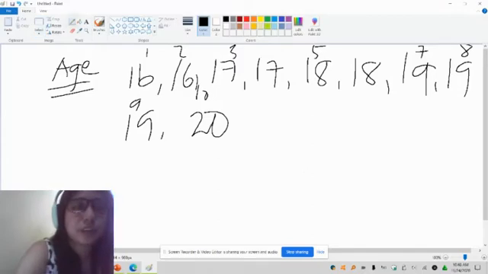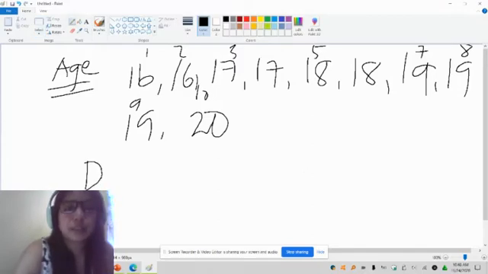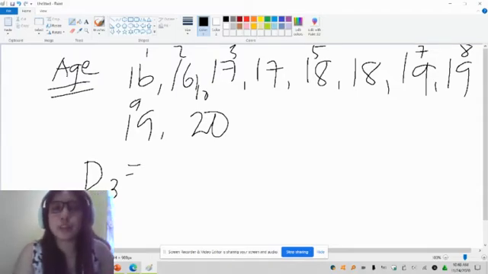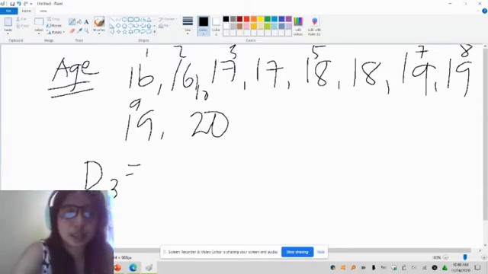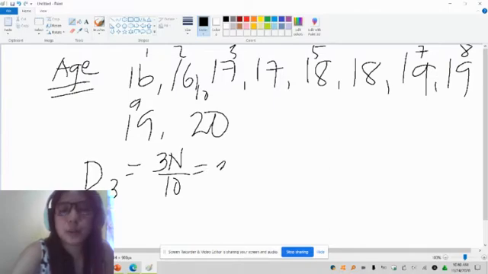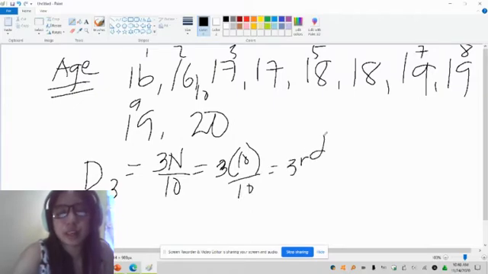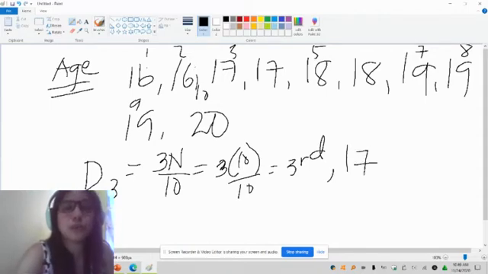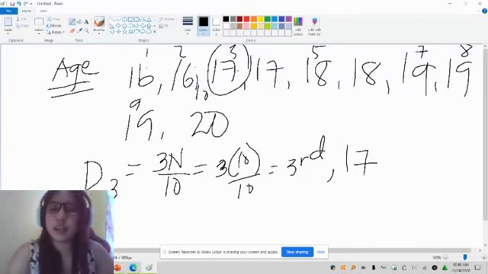So let us consider now computing for D sub 3. D sub 3 is the 30% of our data. So this is 3n over 10, and this is equal to, our data is 10, so 3 multiplied by 10 over 10 is actually the third data. In our data set, the third data is 17. So 1, 2, 3, the third data is 17.